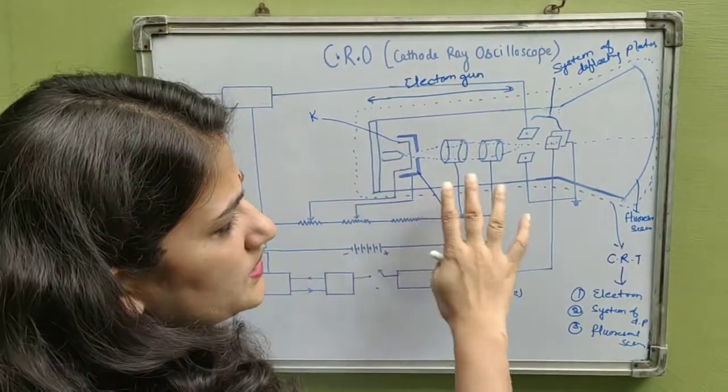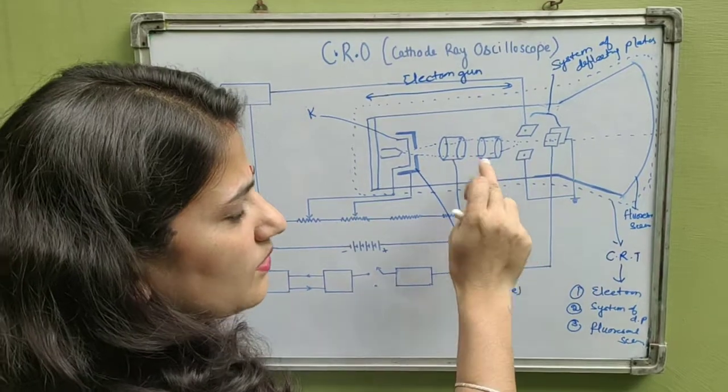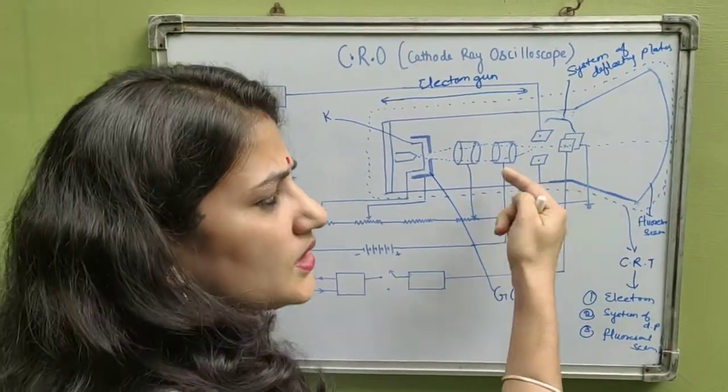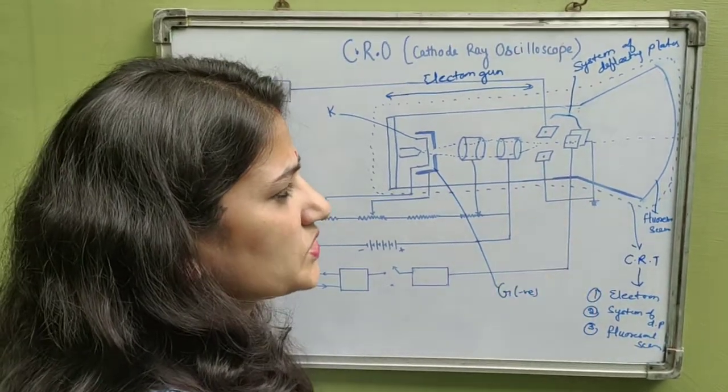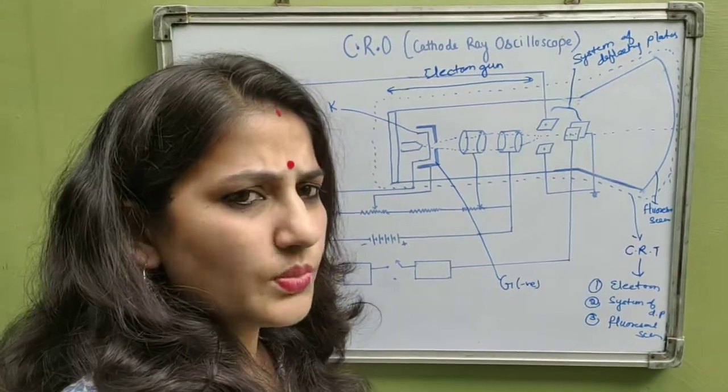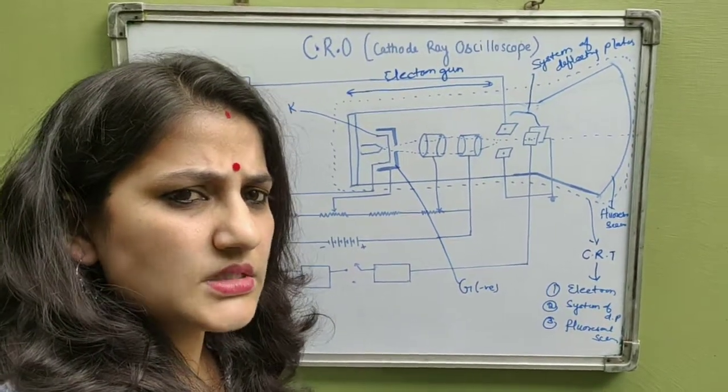After the beam passes through these anodes, it reaches the deflection system. What is the deflection system? The deflection system is a combination of two pairs of plates. One is the XX plate, another is the YY plate.